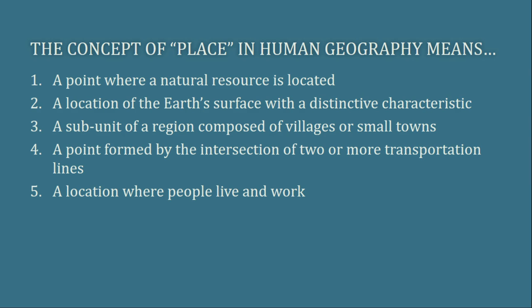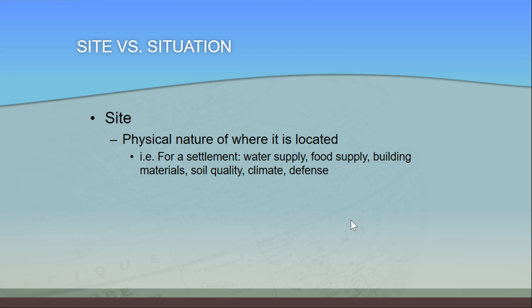Well, it turns out that when you're talking about some place, you're just talking about a location of the Earth's surface with a distinctive characteristic, right? So this one. And it can be anything. Actually, all of these things are places, right? It's just a broad definition, which brings us to two more definitions that you really need to know, and that is site and situation. And those are very important and they are very different.